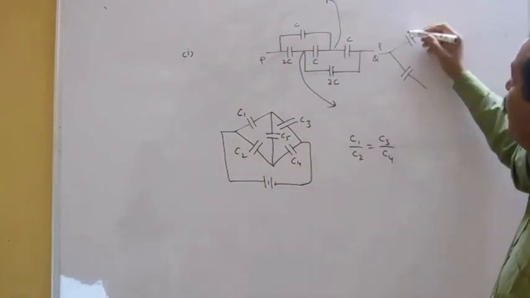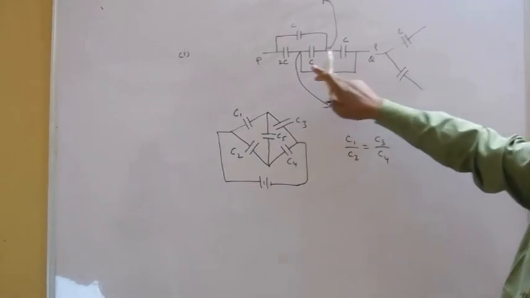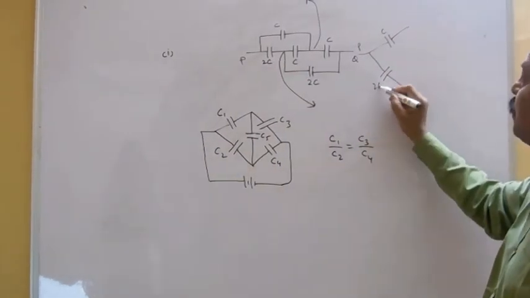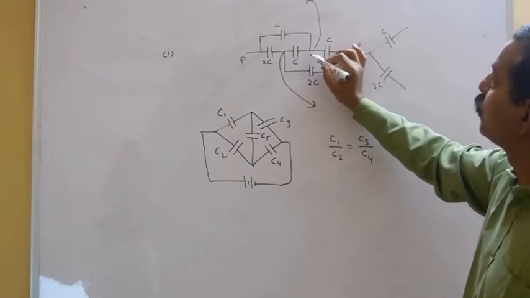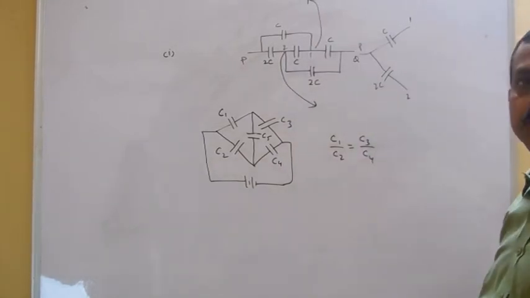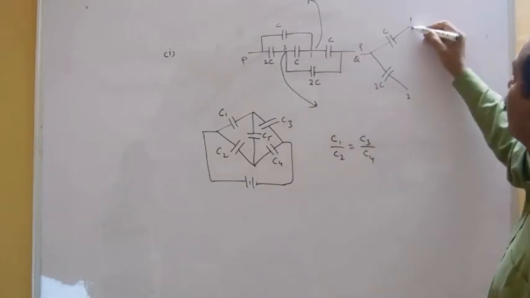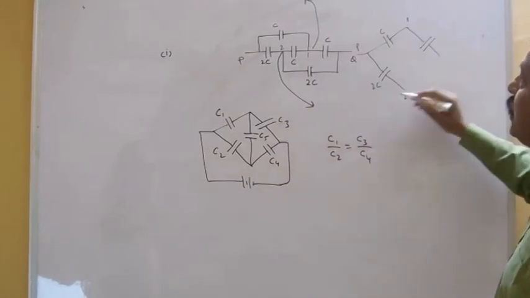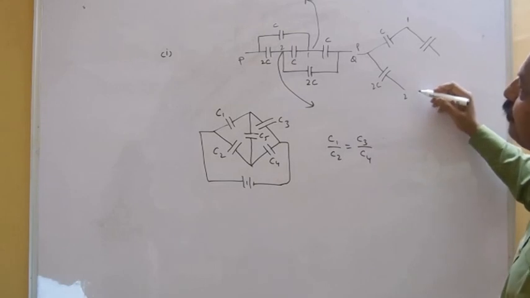like this. This is your P. This one will come to this place. This 2C will come here. And if I call them point 1 and 2, let this be point 1 and this be 2. This one will come here, C, and this 2C.